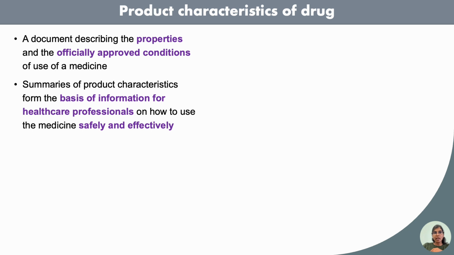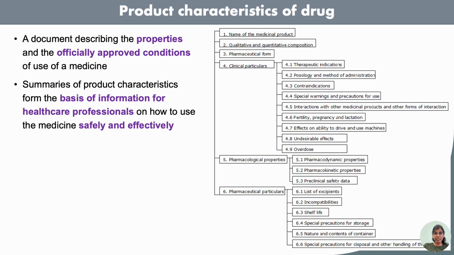Now, every drug would have something called a product characteristic list, which would look something like this. It basically has the basic information that is required for healthcare professionals, such as the therapeutic indications, contraindications, specific warnings, drug-drug interactions, drug-food interactions sometimes, whether there's an effect on fertility, pregnancy, and lactation, and some of the undesirable side effects. Other pharmacological properties would be the pharmacodynamic and kinetic properties, most definitely. And the preclinical safety data will usually be put in the product characteristics list. Other important things include shelf life, which is under the pharmaceutical particulars. That's also important because you wouldn't want to administer an expired drug to a patient.